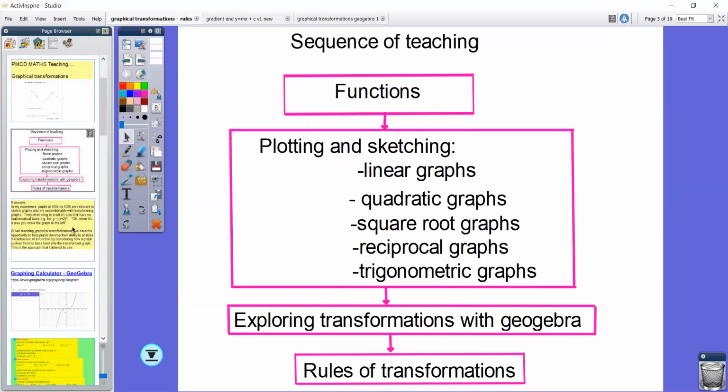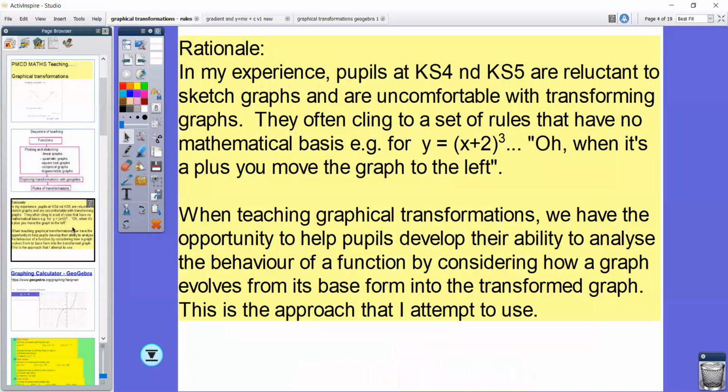graphical transformations. My rationale for this, the reasons why I go about teaching in this way, I'm going to leave up there for just a few seconds to let you have a read.